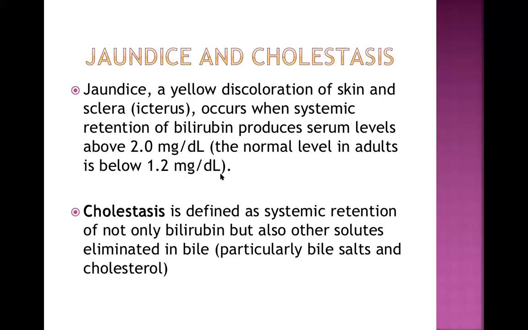So jaundice is known as hyperbilirubinemia. Hyperbilirubinemia means excessive bilirubin deposition either in the blood or in the subcutaneous tissue. Now, what is the normal level? Less than 1. If it is more than 2, then it is jaundice. And this jaundice will cause yellow discoloration of skin and mucous membrane as well as sclera.